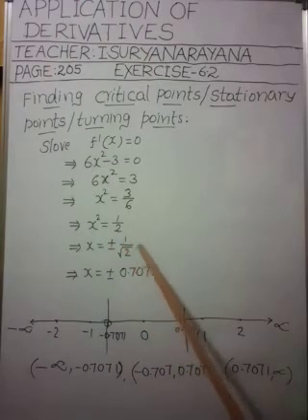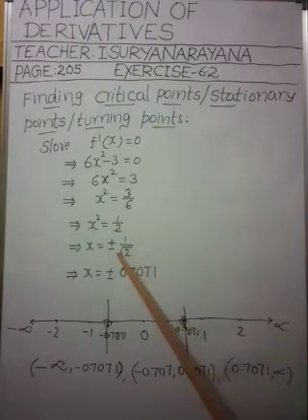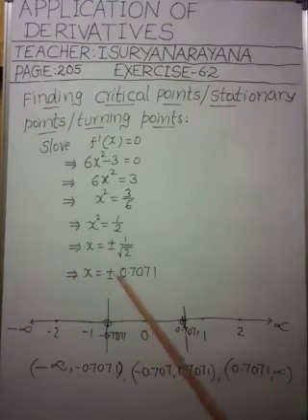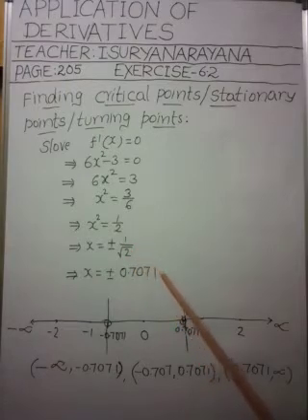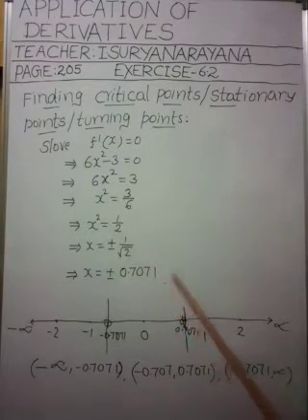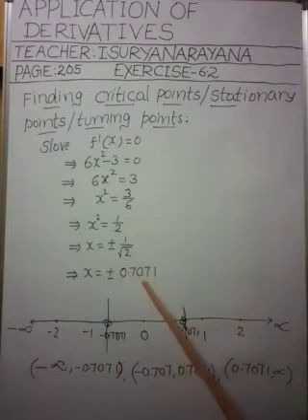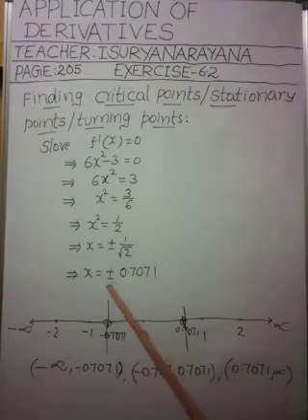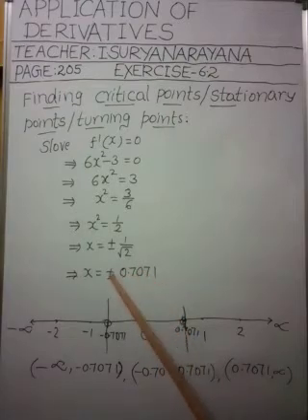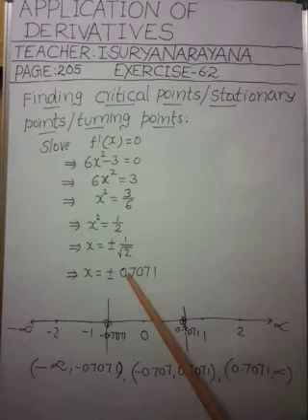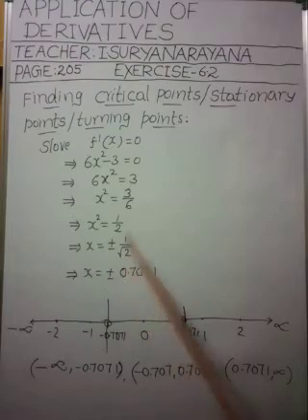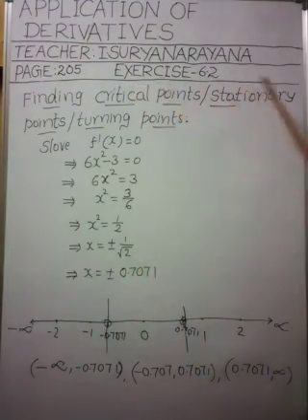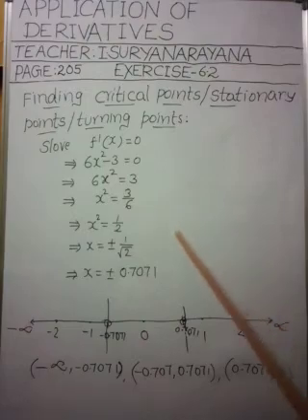Now we write this number in decimal form. This implies x is equal to plus or minus 0.7071. This is the value of 1 by root 2. So we got two values for x. What are the two values? One is minus 0.7071 and another one is plus 0.7071. These two values are said to be critical points or stationary points or turning points. Remember these points, my children.